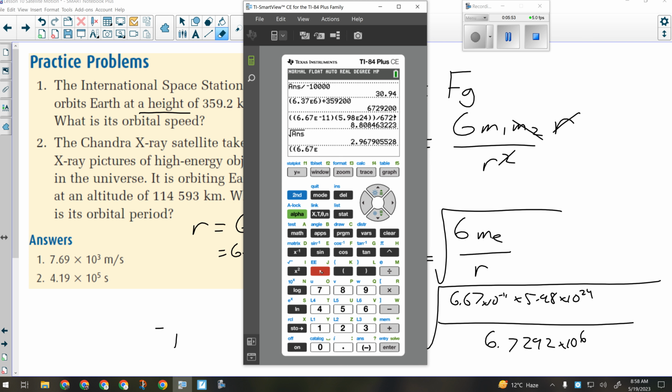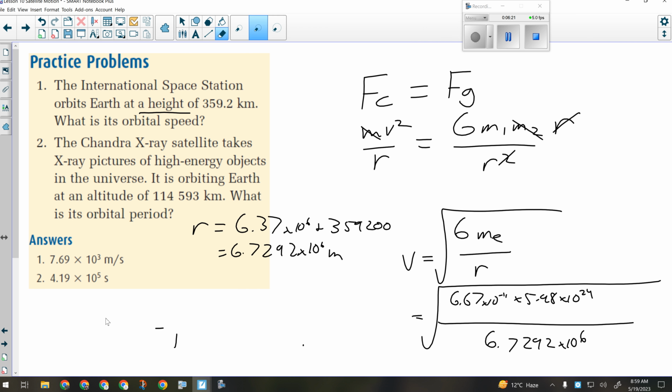6.67 e negative 11, divided by that number, just that number this time. Oh, I got a curly bracket. Why did I get a curly bracket? Oh, I had the second function. This is the answer. Right here. That one. I don't need to prove it.